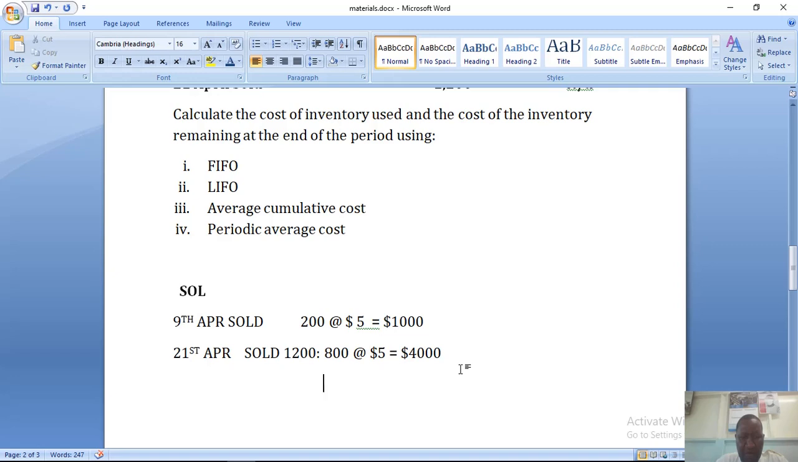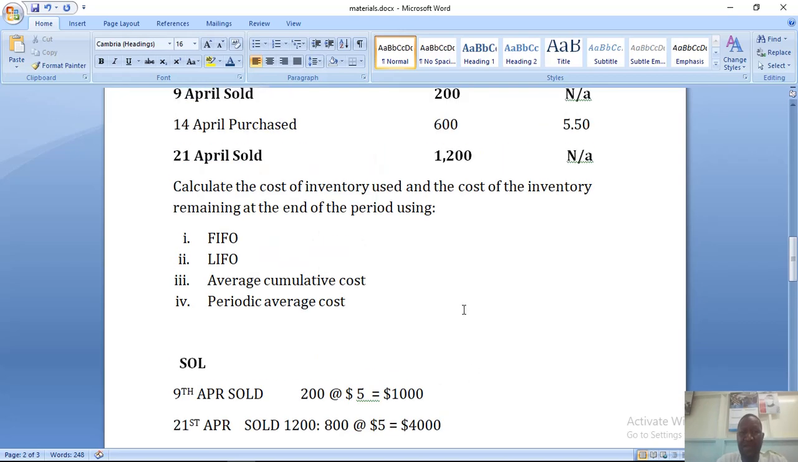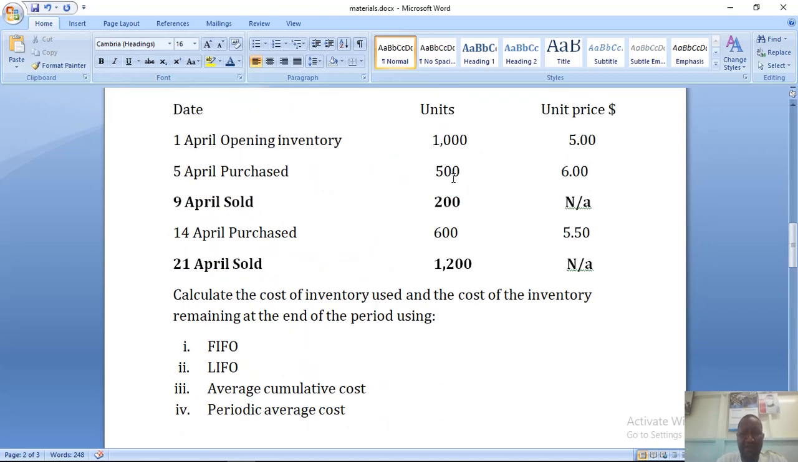So we are remaining with a balance of 400 units from the 1,200. We've issued 800, we remain with a balance of 400. So where will these 400 units come from? The 400 units will come from the second earliest inventory received. So here's the thing, we had 1,000 opening inventory units. On the 5th of April, there was a purchase of 500 units. When we issued the first 200 units, these 200 units were issued from 1,000. The balance from 1,000 was 800 units.